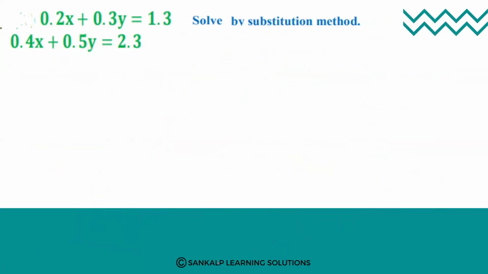Now, 0.2x plus 0.3y is equal to 1.3, and 0.4x plus 0.5y is equal to 2.3. Solve by substitution method. They may also ask it as solve by elimination method, or both the methods they will ask for in one question only, that is for 3 marks or 4 marks. Here they have asked substitution method.